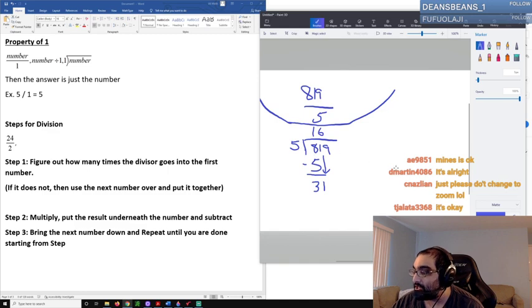I don't want to change to Zoom. I really don't.